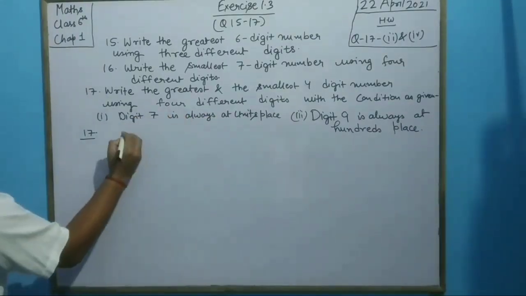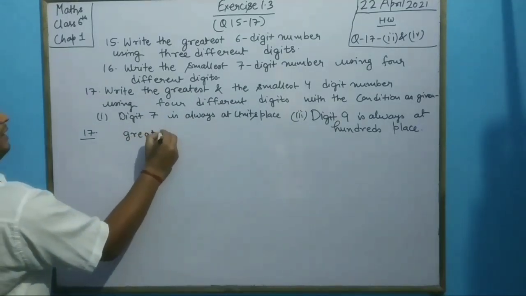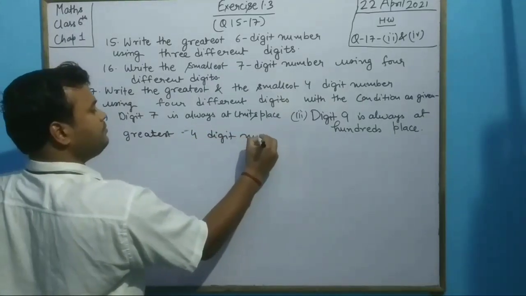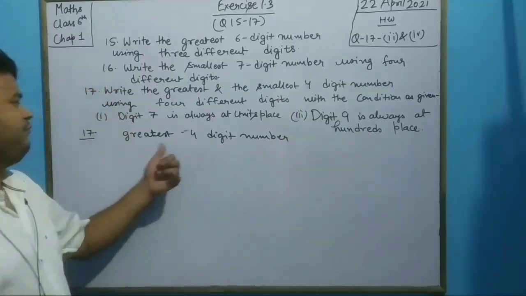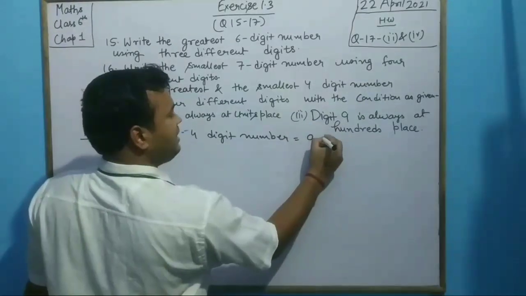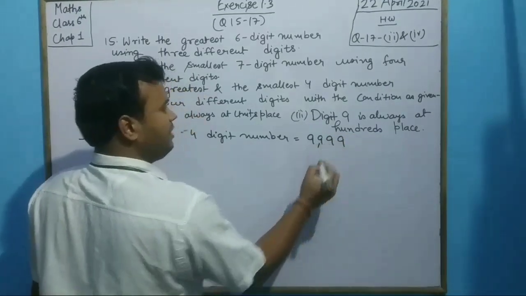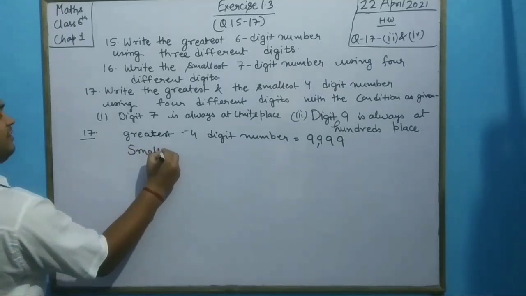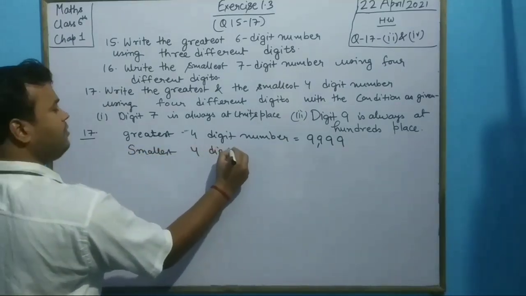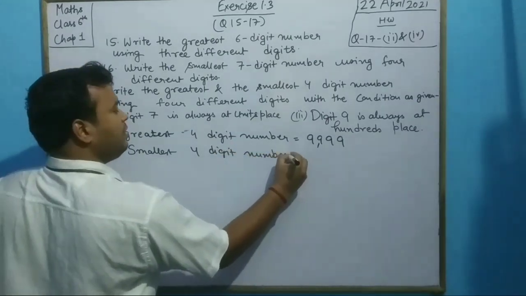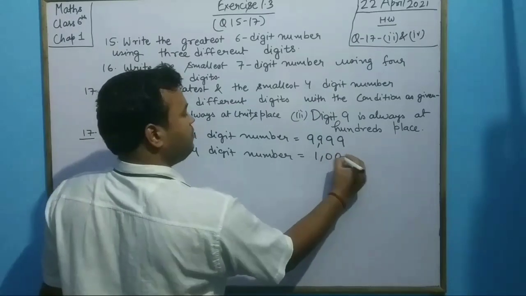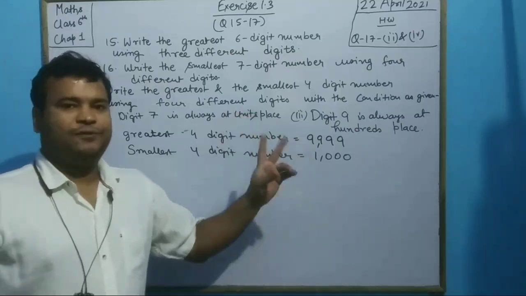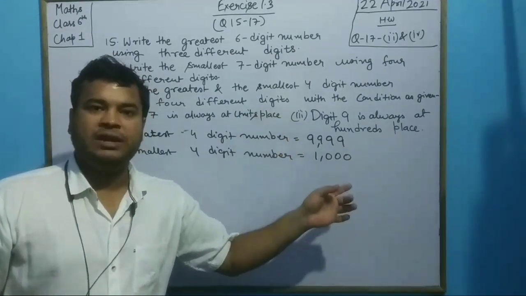So let us write the greatest 4-digit number. Which one is that? 9, 9, 9 and 9, that is 9,999. Similarly, let us see what the smallest 4-digit number is. It will be 1000. Now the first condition is that all the digits should be different.